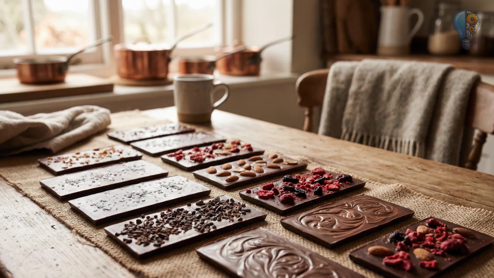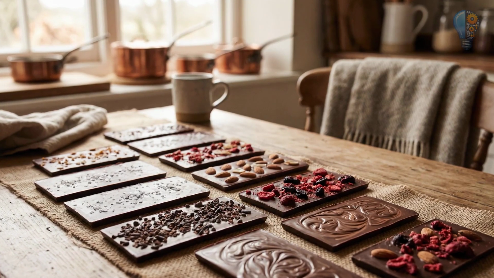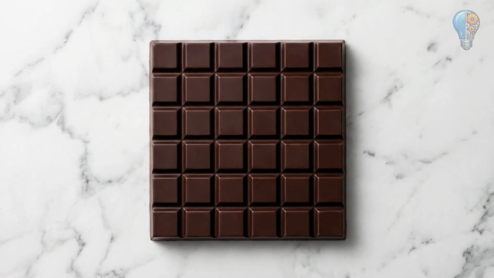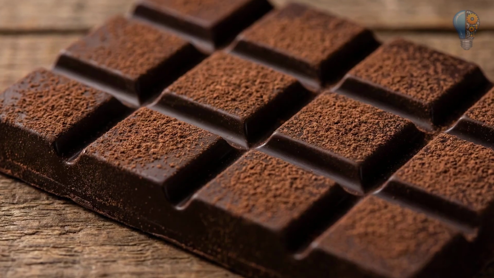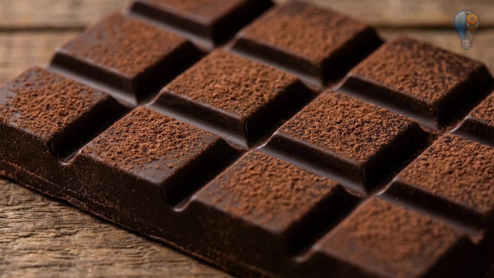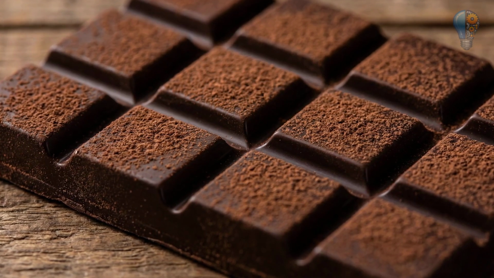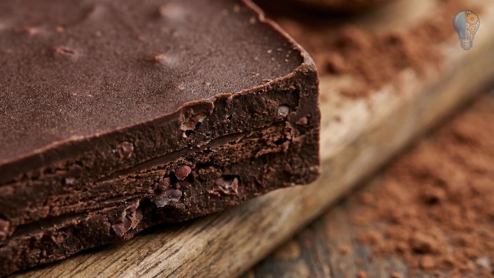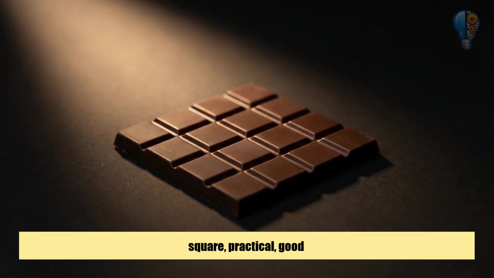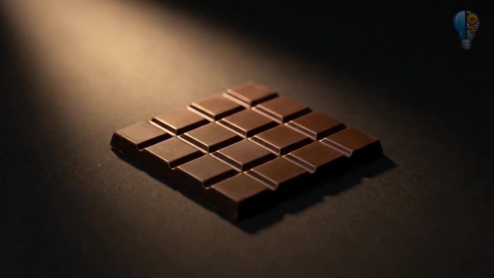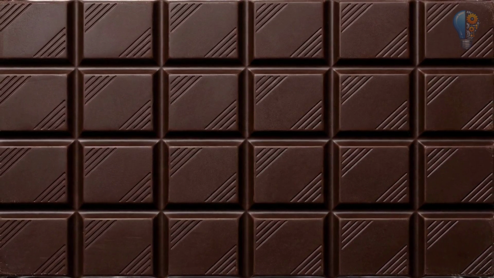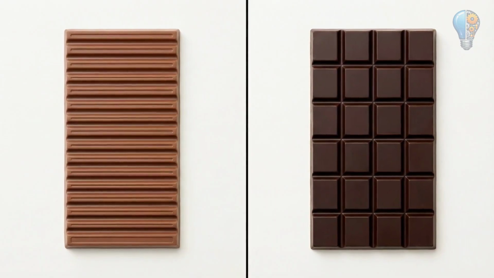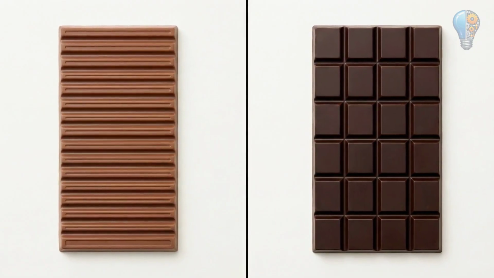Some chocolate companies have gotten creative with their breaking patterns as a form of branding. Ritter Sport, a German chocolate company, makes square chocolate bars divided into 16 smaller squares in a 4x4 grid. Their slogan is Quadratisch, Praktisch, Gut, which translates to square, practical, good. The square shape is their distinctive trademark, and the 4x4 grid is instantly recognizable. This shows how break-line patterns can become part of brand identity.